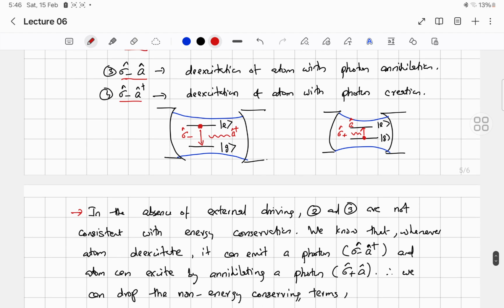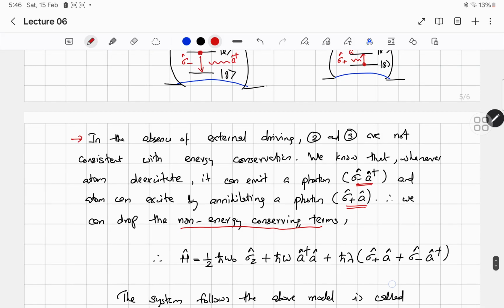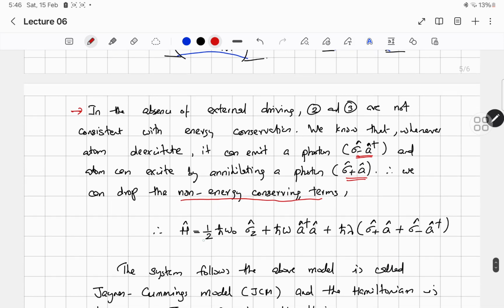That means whenever the atom de-excites, it can emit a photon, sigma minus A dagger, that is possible. And whenever the atom excites, it can annihilate a photon, sigma plus A is also a possible term. Therefore we can drop the non-energy conserving terms, that is from 2 and 3. If you drop those two terms, then the Hamiltonian will become half h cross omega 0 sigma z plus h cross omega A dagger A plus h cross lambda times sigma plus A plus sigma minus A dagger.